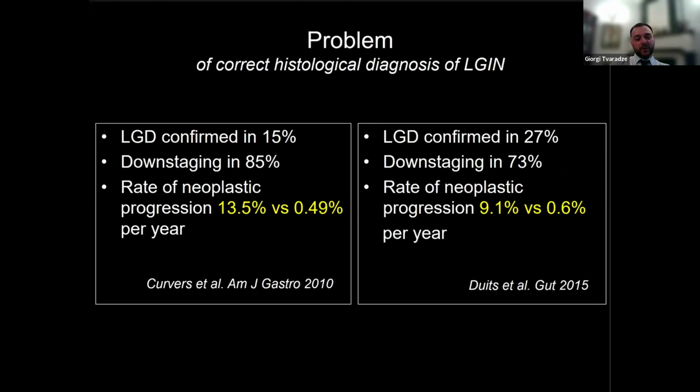Now we have the next problem for histology of low-grade dysplasia. Because this is very often overdiagnosed, here you can see two milestone papers demonstrating that if the diagnosis of low-grade dysplasia is rechecked by an expert pathologist, we have downstaging, in this case, 85%, and in the second study, it's 73%. Also, if the low-grade dysplasia has been confirmed, the rate of progression into the cancer per year is 30.5% in this study and 9.1% in this study. So that's why we need expert pathologists to diagnose low-grade dysplasia.